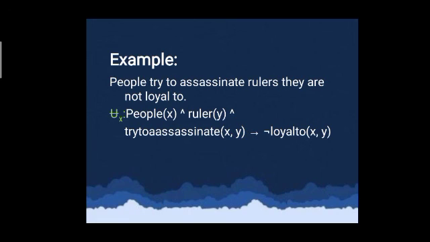So if people are assassinating ruler, it means that they are not loyal to. Who are not loyal to? People are not loyal to ruler, so we will use negation. Who are not loyal to? And that is x comma y, which is x are not loyal to y.